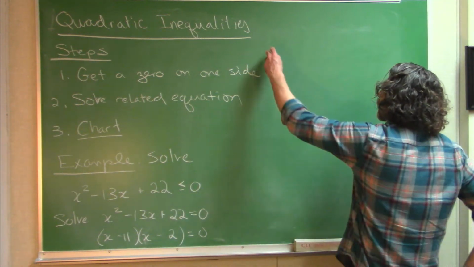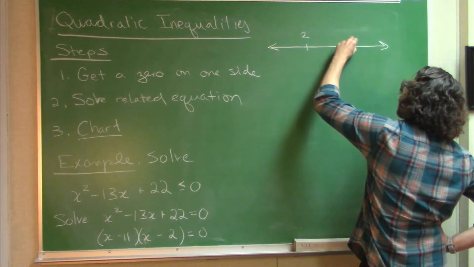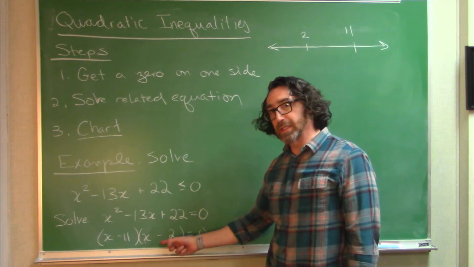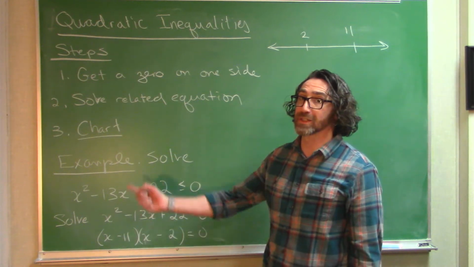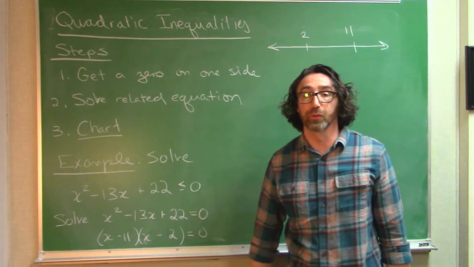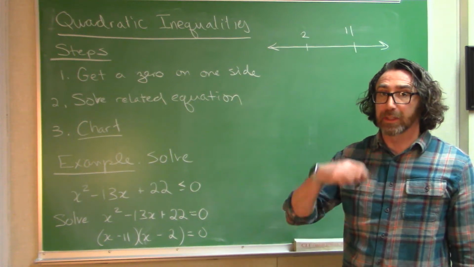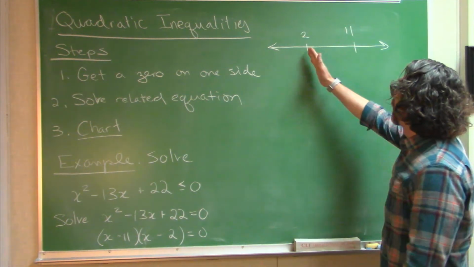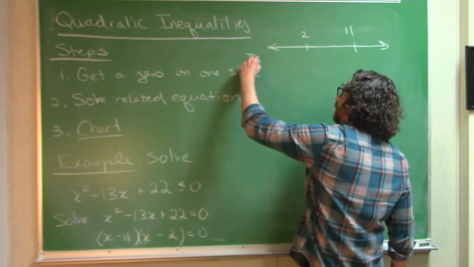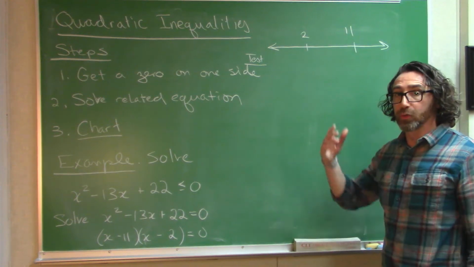All right, so here's what I'm going to do. On a number line, I'm going to plot those solutions. You've got to put them in numerical order, right? This factor corresponds to a solution of x equals 2. And this factor corresponds to a solution of x equals 11. So my solutions are 11 and 2. Well, on the number line, 2 would be over here to the left of 11. So we're going to use that to break up the real number line into regions.